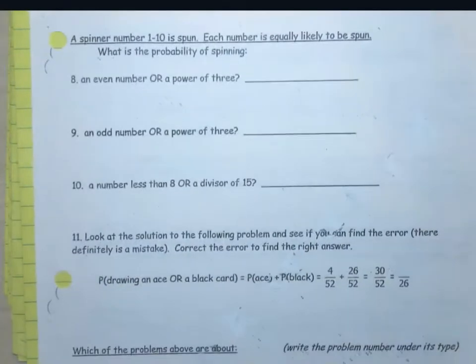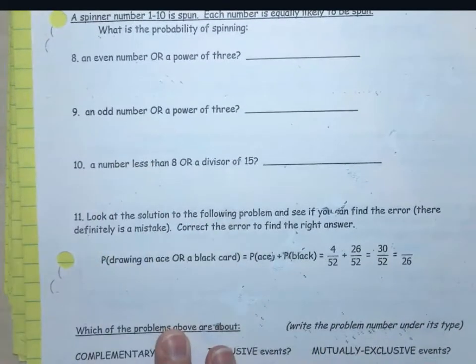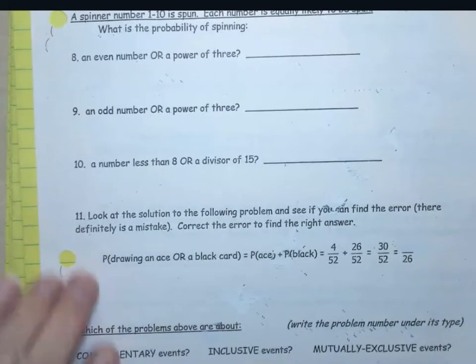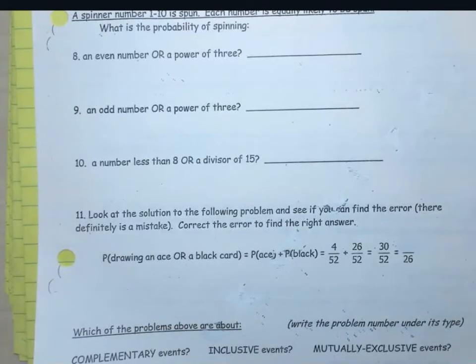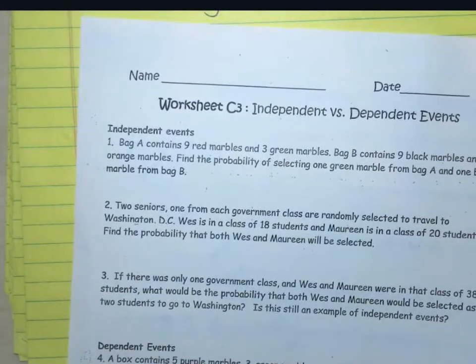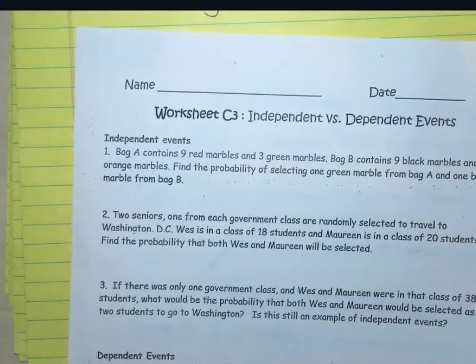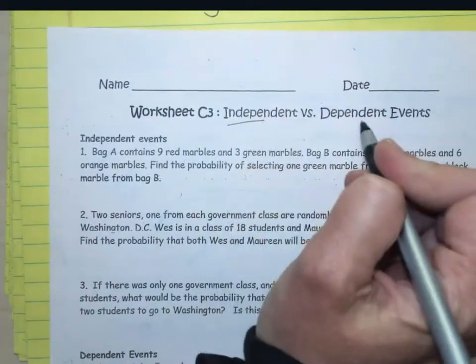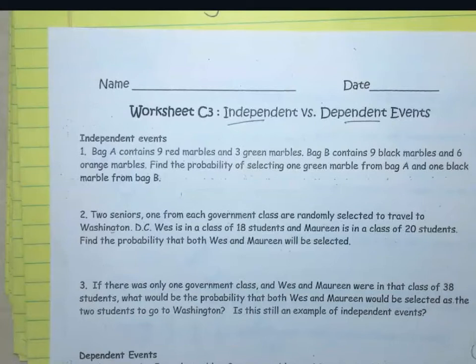The next type we have here is pretty much the same thing. That's just continued on those couple of examples that we just did. The last part is the probability of an independent versus dependent event. So it's when one thing influences another. So let's look at number 1.